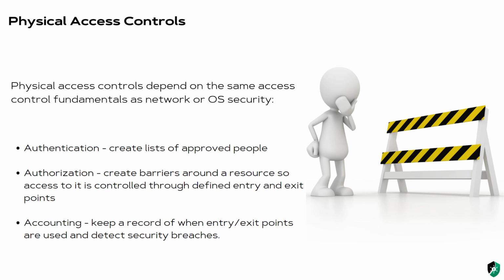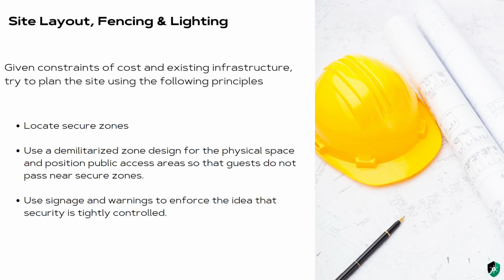And of course, accounting. We need to keep a record of who is going in, of who is going out. So basically keep a record of when entry and exit points are used and detect any security breaches. Now, when it comes to site layout, fencing, and lighting, given constraints of cost and existing infrastructure, we need to try to plan the site using the following principles.